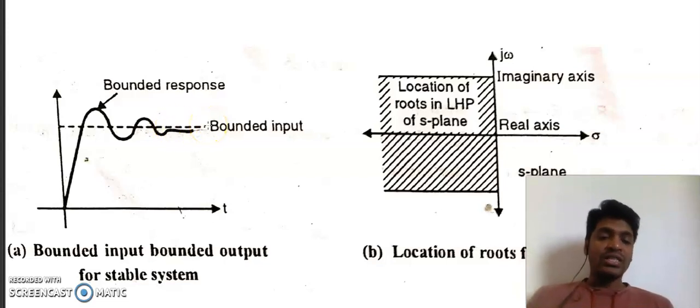Obviously there will be some error, 2%, 3%, 5%, whatever it is, right? But that error will be constant after some time, and you will get a constant output. Okay, so this is your stable system.